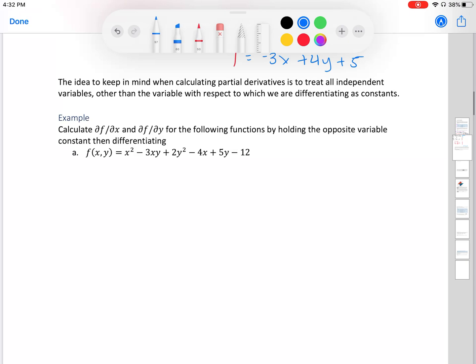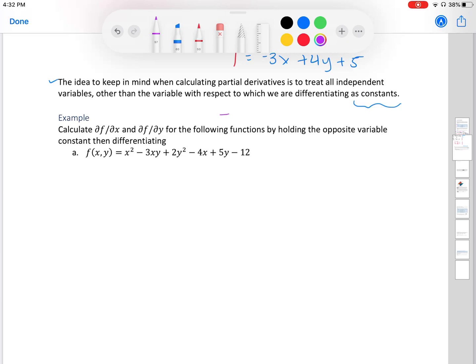Okay, moving forward. The idea to keep in mind when calculating partial derivatives is to treat all independent variables other than the variable with respect to which we are differentiating as constants. Okay, so how do you treat constants? Maybe thinking about that separately is helpful.